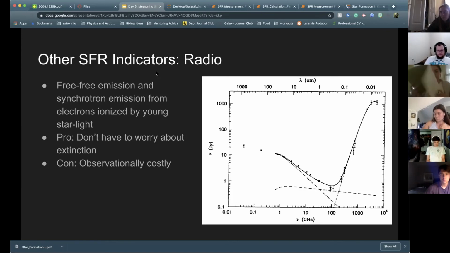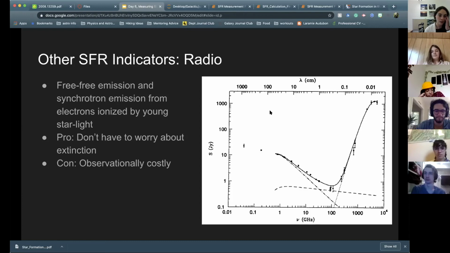Some of them also come from supernova, so what you're measuring is partly stellar death, but if the stars are dying, they had to have formed fairly recently, because the only stars that go supernova are those O and B stars. So that is another potential way to get star formation rates, is to look for radio light.